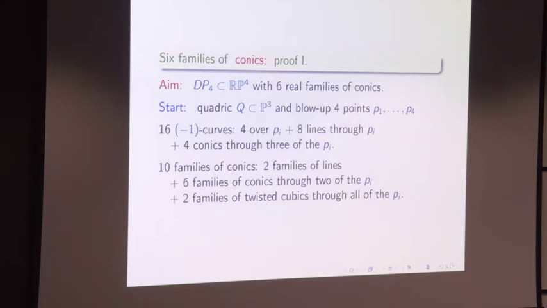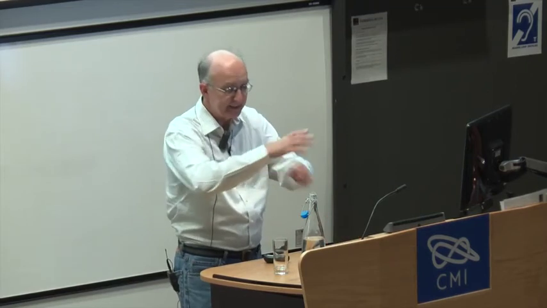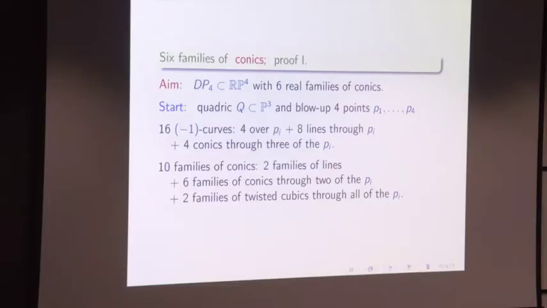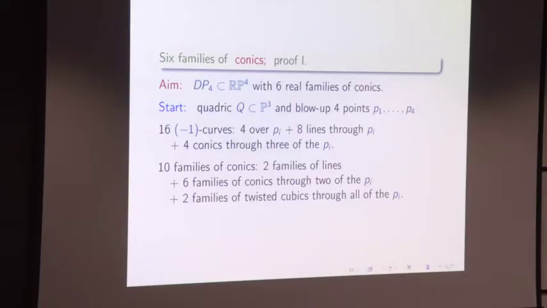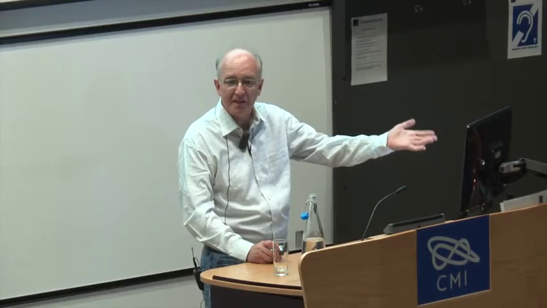And you can actually assemble 10 families of conics out of these. So there are the two families of lines that exist on the hyperboloid. Now if you have conics that pass through two of the points, that also becomes a family of conics. And it was hardest to see that degree three rational curves in three-space that pass through all of the points give us two more families. And that's nice. Now it would seem that you can get 10 families of circles. So why don't we get 10 over the reals?